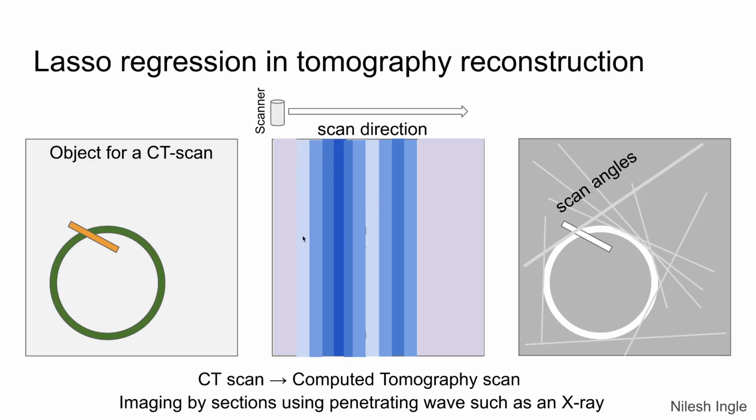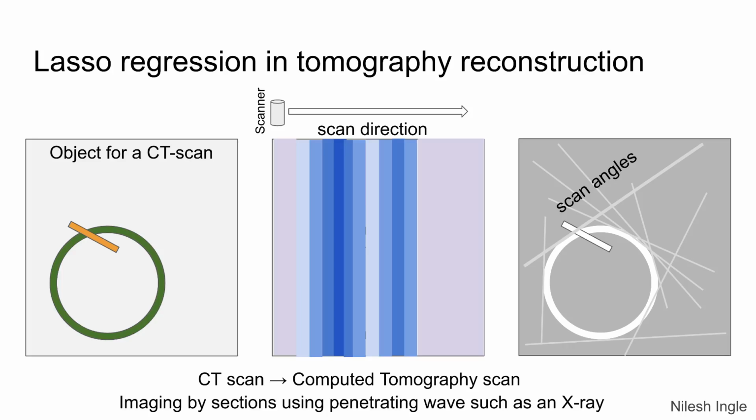And in the middle, we see one such section where the scanner is moving in this direction, and this is the data that is collected as the scanner moves through. And for the CT scan, several such scans are performed from different directions, and then those are projected to reconstruct the image.